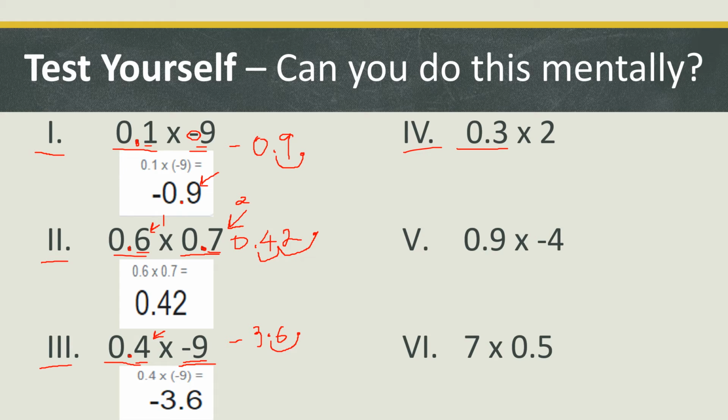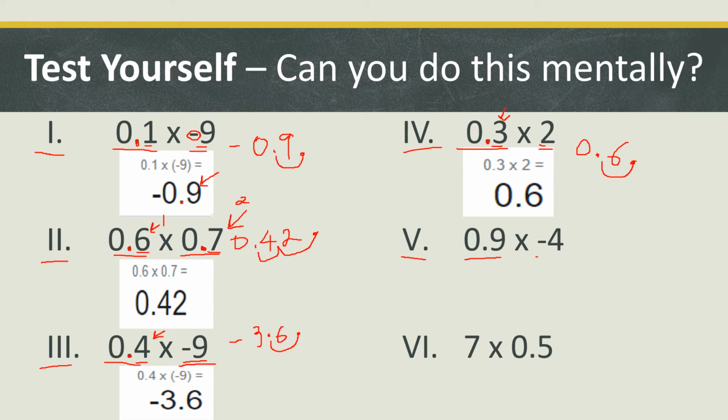0.3 multiplied by 2. So 3 multiplied by 2 is 6, and as there is one digit after the decimal point, which is 3 here, we're gonna move this point here to the left only 1 time, and therefore our answer is 0.6. Let's move on to question 5.